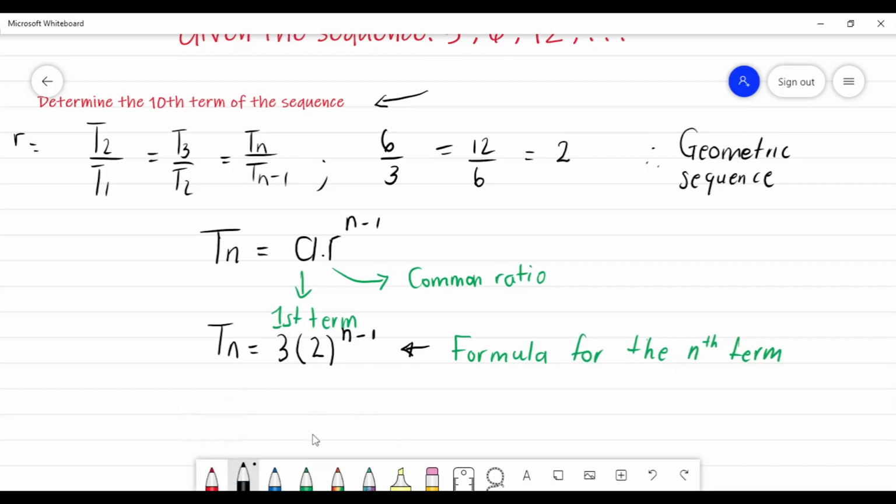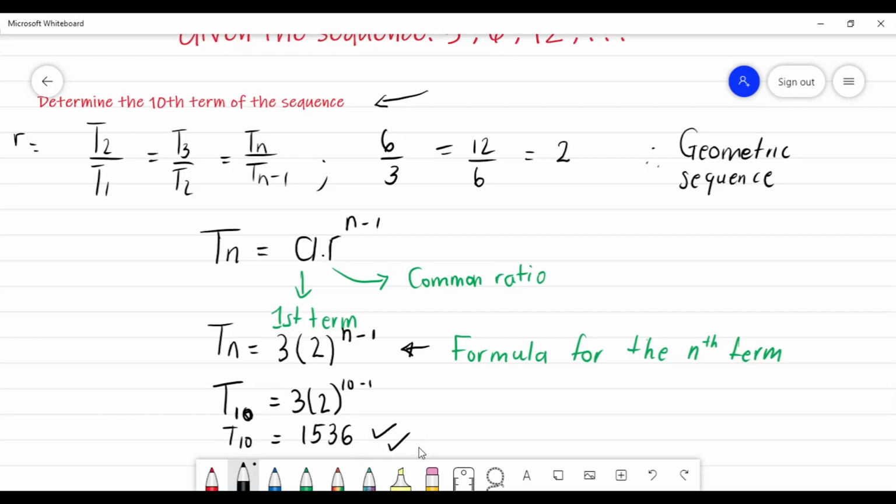We're going to substitute 10 where you see an n, which is equal to 3 times 2, all raised to the power of n, so we're going to have 10 minus 1. And that is going to be equal to 1,536. Okay, guys. Then we're done.